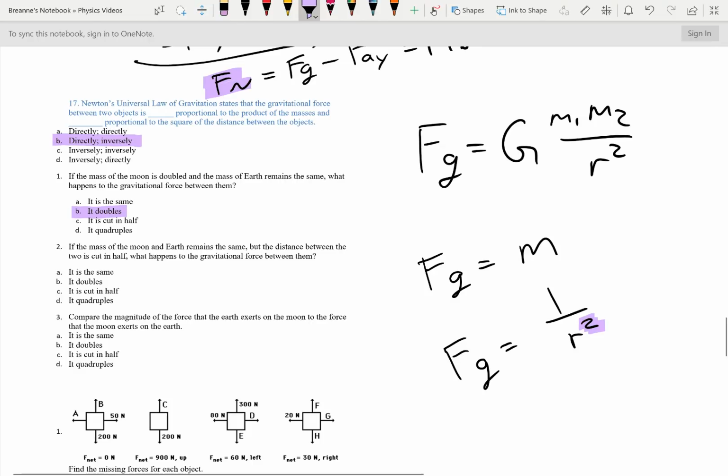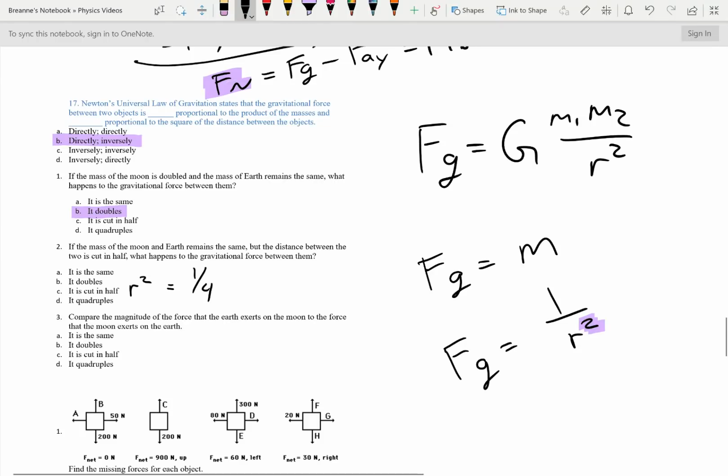If the mass of the moon and the earth remain the same, but the distance is cut in half, what happens to the gravitational force? So you have to take that square into consideration. So you have to do your square, or your 1/2 squared. So you get 1/4. But remember, that's inverse. So that gives you 1/4.